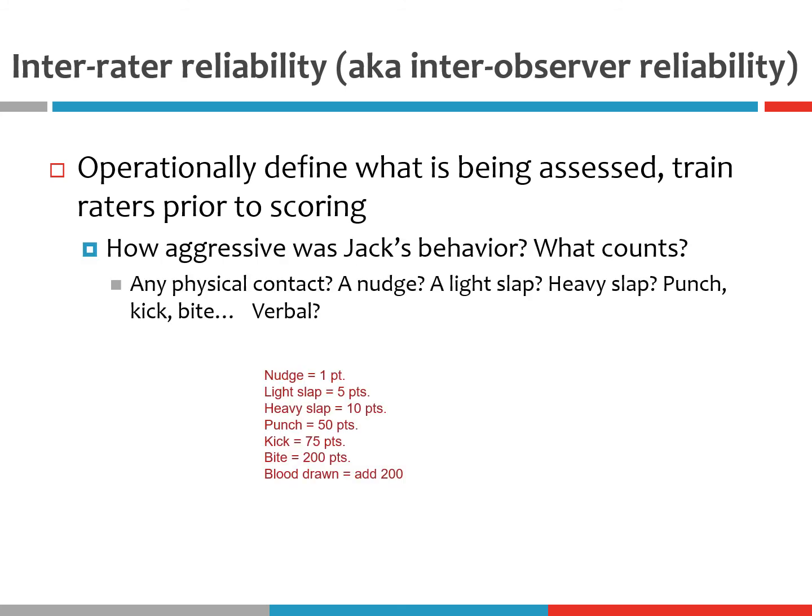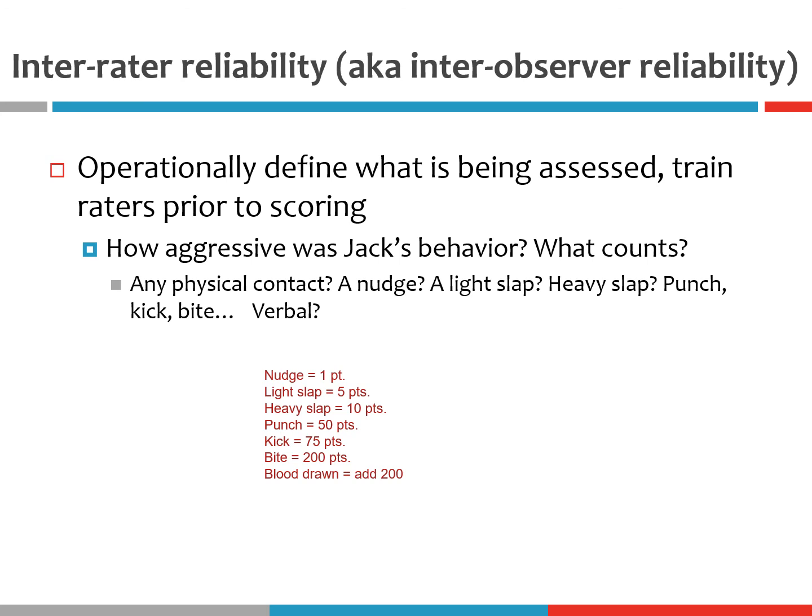Okay. Another example that is actually used in psychology is if we were trying to measure how aggressive Jack's behavior was, right? We would have to indicate to our observers what constitutes aggression, right? So would a behavior only be considered aggressive if there was some kind of physical contact? And if so, what sort of contact? And also, would verbal threats count as aggression, right?